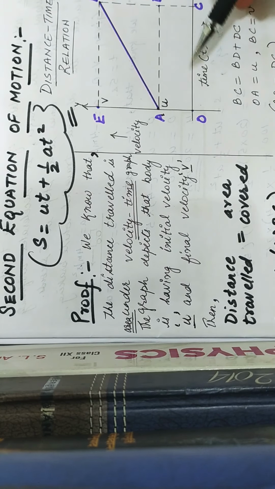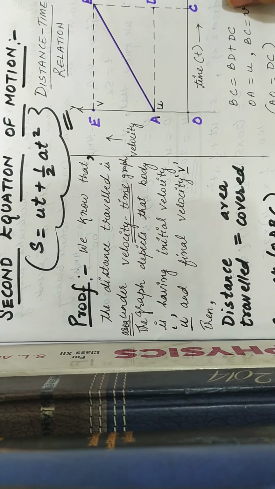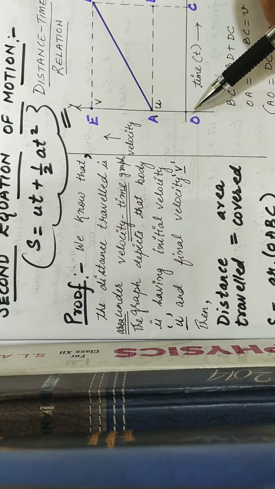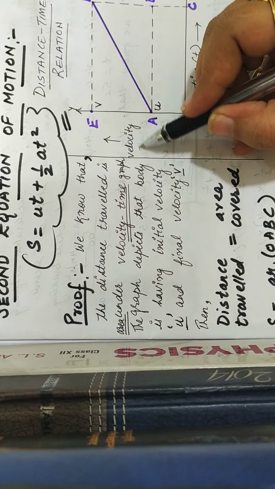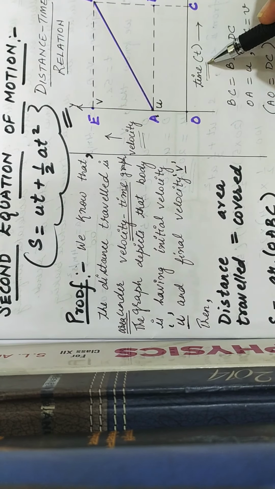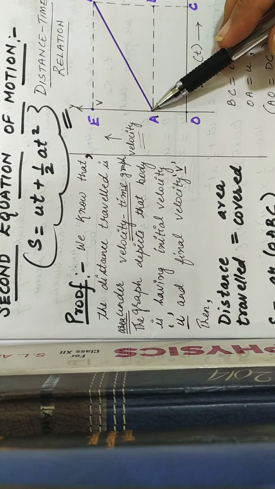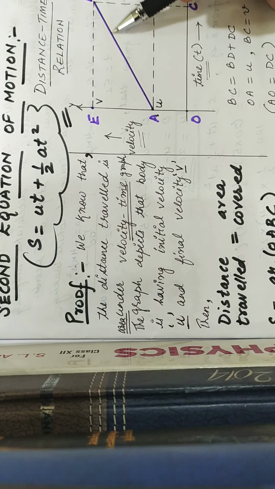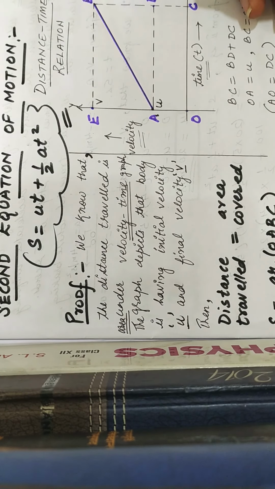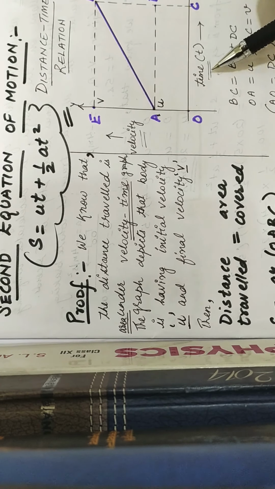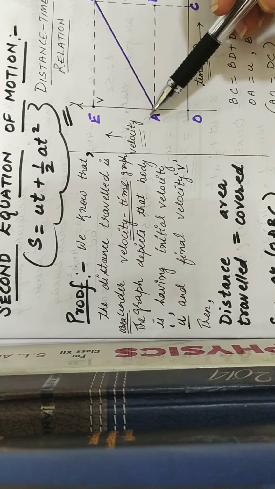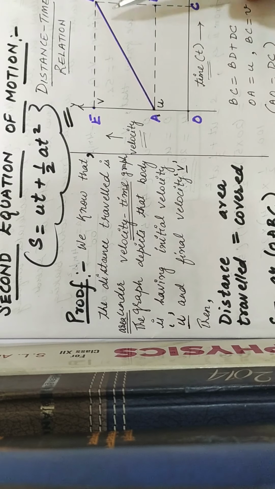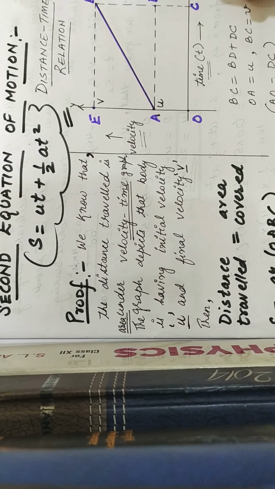Proceeding, we will follow the graph which we have drawn for the first equation. That is, we will take a velocity-time graph in which a body is moving with initial velocity u. The body moves along AB and its final velocity is v. Time is taken on the x-axis and velocity on the y-axis.